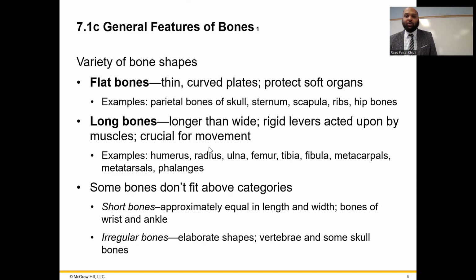So you'll see some bones are thin, curved plates, and they protect the soft organs. For example, you have to know at least three examples of flat bones. An example of that is the parietal bone. The parietal bones are the two side bones in the skull. And the sternum. The sternum is the bone right at the center, connecting the bones of the rib cage from both sides. And then the scapula.